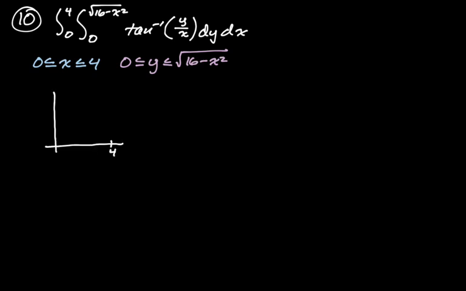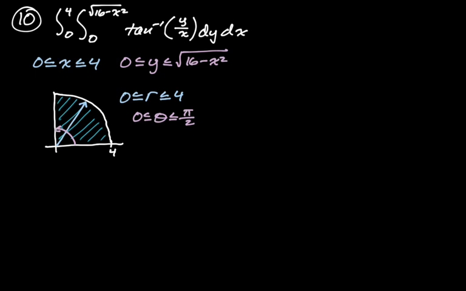Let's sketch our region. So since x is only 0 to 4, we just get the first quadrant. And then it's there. So r goes from here to here, from 0 to 4. And then theta is going to be 0 to pi over 2. Okay, we need to convert the integrand.